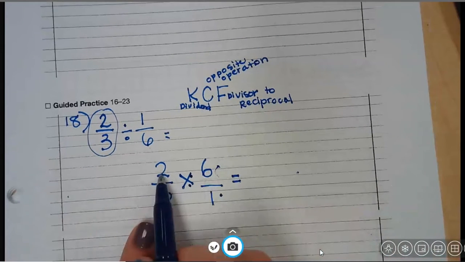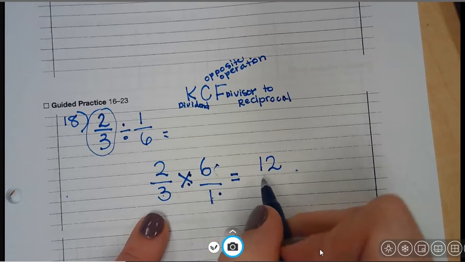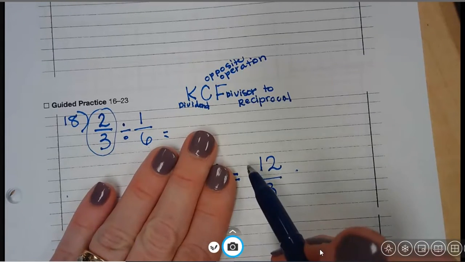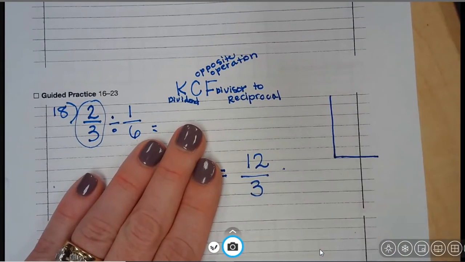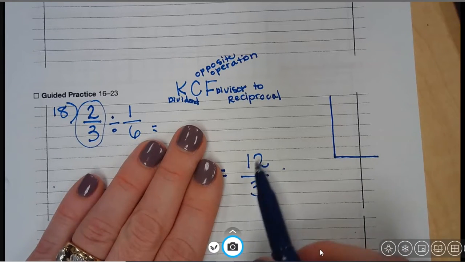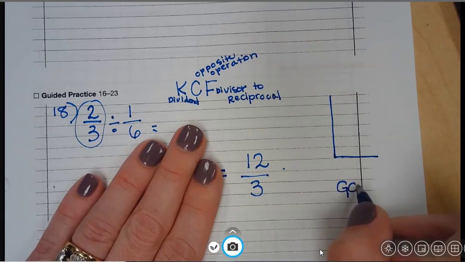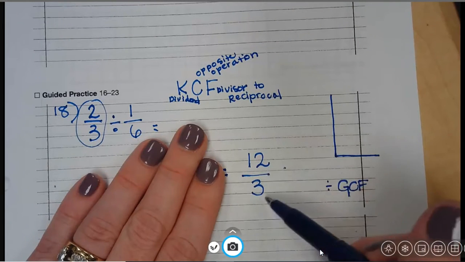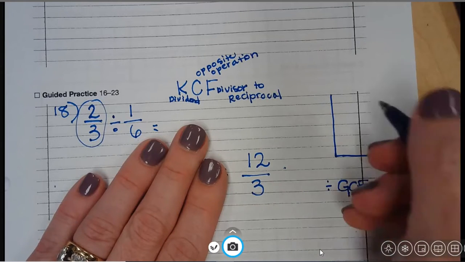Okay, so this would equal, I just multiply across, 2 times 6 is 12, and 3 times 1 is 3. Now you might look at this and think that you can divide both of those by the same thing. There's going to be times where you just divide by 2, then by 2, then by 2. You'll know when it's in simplest form when you've divided by the greatest common factor. Some people call it the lowest terms or the simplest form. Regardless, you're dividing by the greatest common factor.